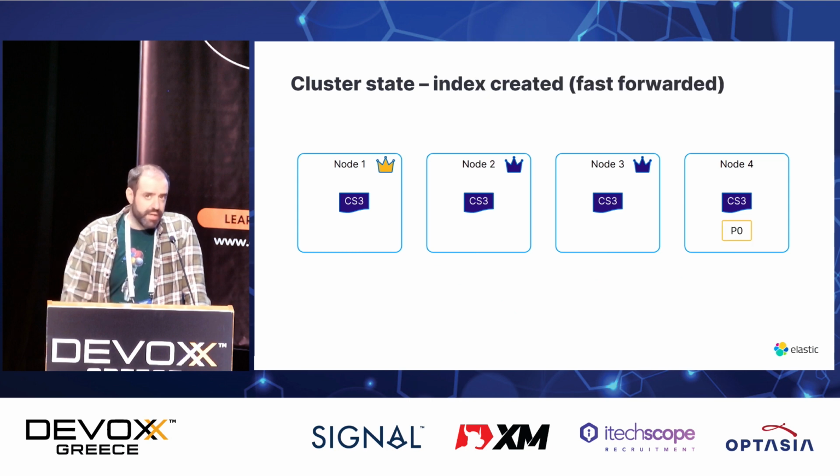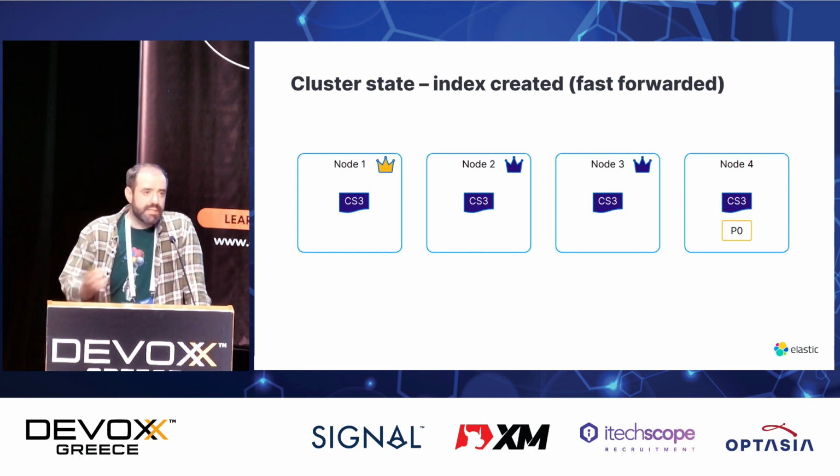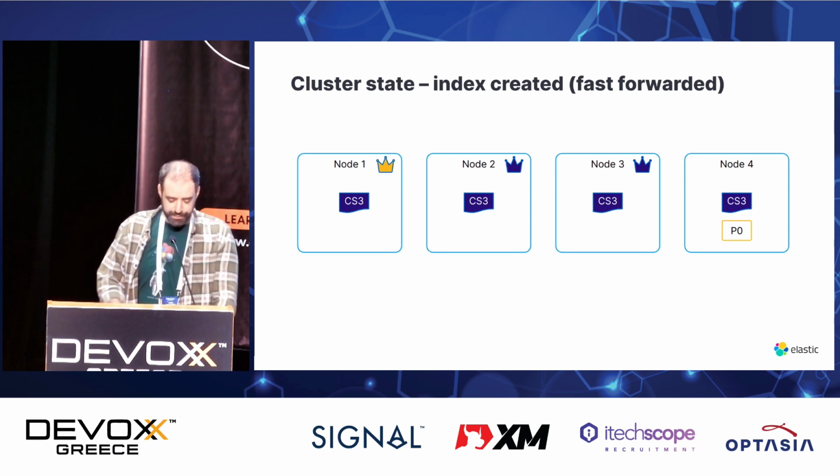Just a very quick visualization of that. The same thing happens when you create a new index. The master decides where to place it. In this example, I'm not showing you the whole flow. It decides to place it on node 4, for example, and it creates a new cluster state version 3 in the same way that says, okay, primary shard 0 of that index is placed on node 4.